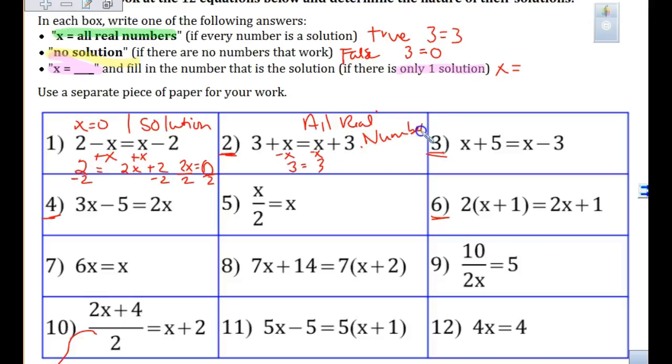Next one, if we are looking at Bergen, what did you do for the next one? Subtract x. Again, subtracting x is the easiest thing. So we subtract our x and got 5 equals -3. So we should have no solution.